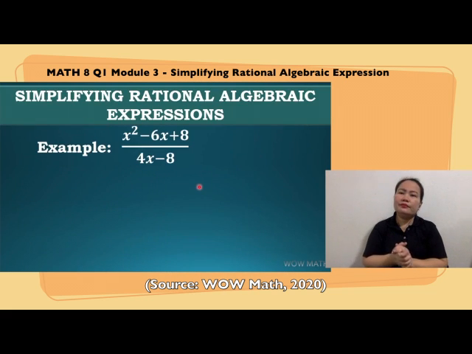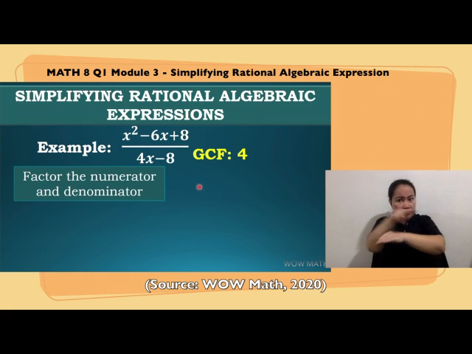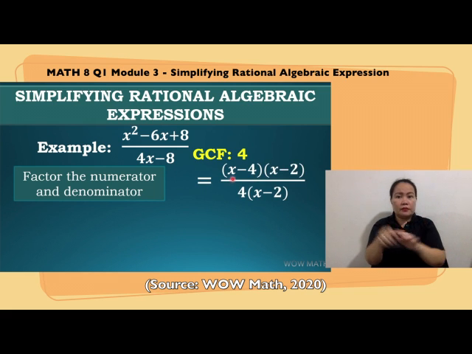Next, I have here x squared minus 6x plus 8 all over 4x minus 8. So, again, the GCF of our denominator is 4. Now, yung numerator natin, wala siyang GCF because this is an example of a general trinomial. So, we have to factor out, okay? So, factor the numerator and denominator. So, the factored form of our numerator, since this is a general trinomial, so we will have x minus 4 and x minus 2, okay?